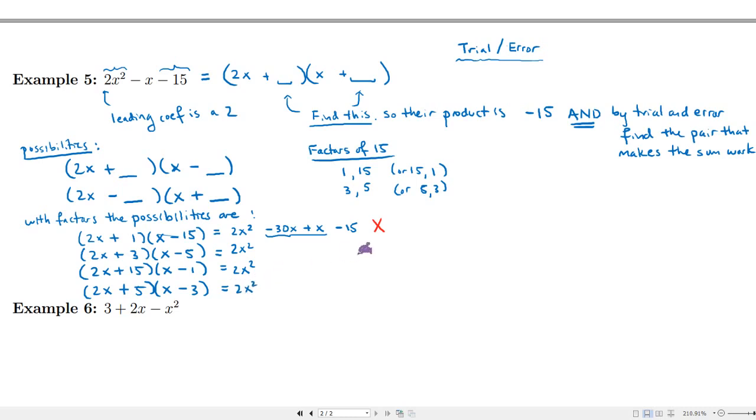They're all 2x squared and then minus 15, minus 15, minus 15, right? We're trying to figure out, is that middle stuff correct, the middle terms? So what are we getting here? We're getting minus 15x and then plus 3x. But what's the sum of those? Well, up here, that was minus 29x. Here, that's minus 12x, but still, that's not minus x. So that one's eliminated as well. Let's cross that one off the possibility list.